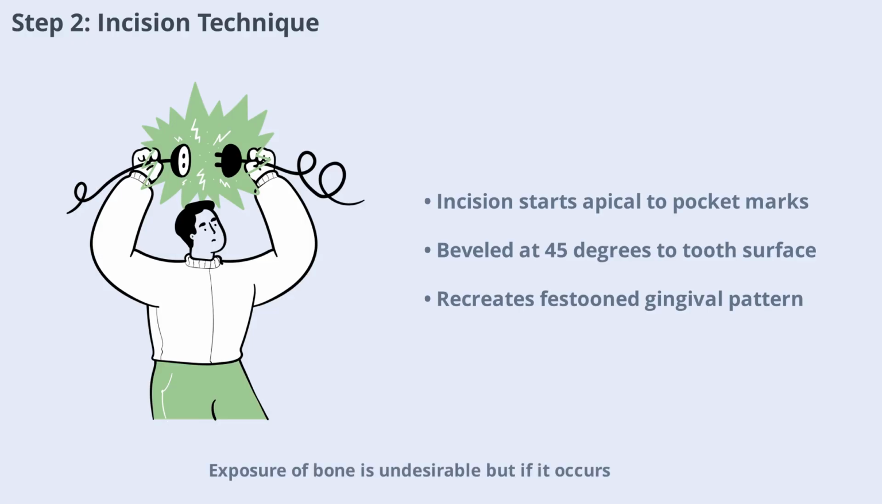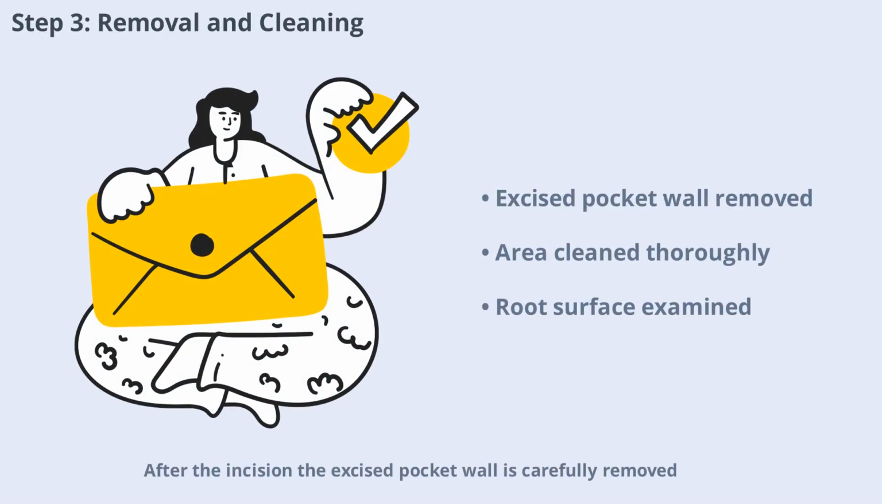Exposure of bone is undesirable, but if it occurs, proper coverage with a periodontal pack can aid healing. After the incision, the excised pocket wall is carefully removed. The area is cleaned thoroughly, and the root surface is closely examined for any deposits. This step ensures that all diseased tissue is eliminated and the root surface is free of calculus and necrotic cementum.